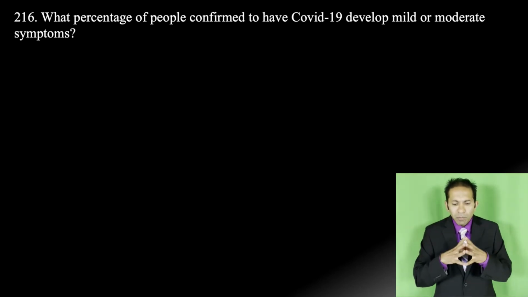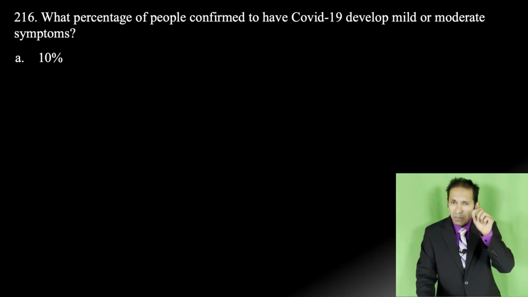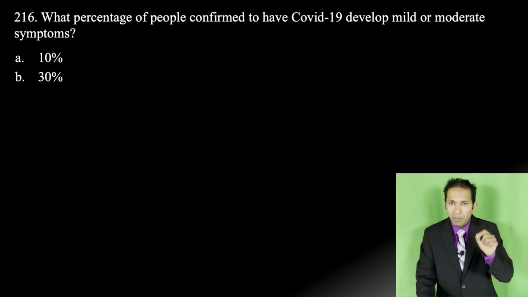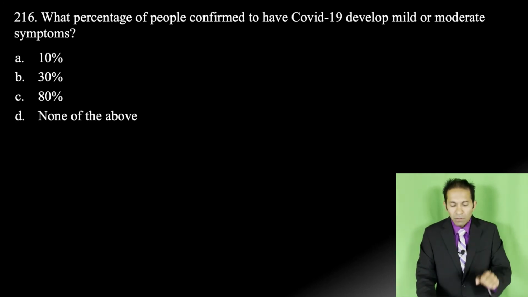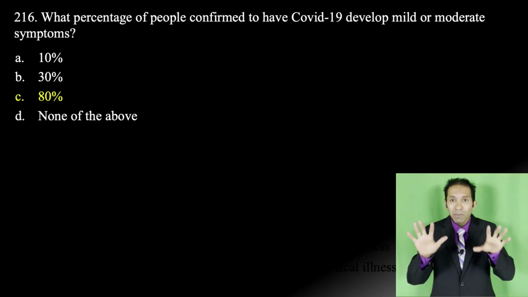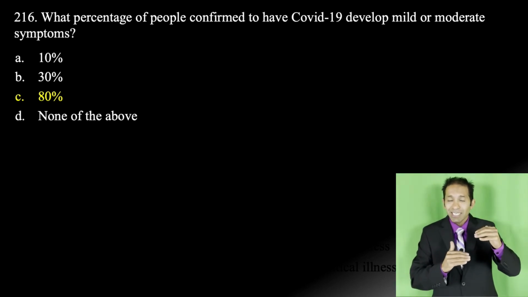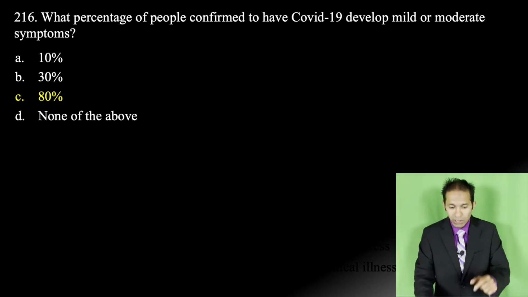What percentage of people confirmed to have COVID-19 infection develop mild to moderate symptoms? Option A 10%, option B 30%, option C 80%, option D none of the above. So here the right answer is option C. 80% of patients who have confirmed COVID-19 infection usually have mild to moderate disease. Okay, severe and critical disease is 10 to 15% of patients. So we'll talk about that.